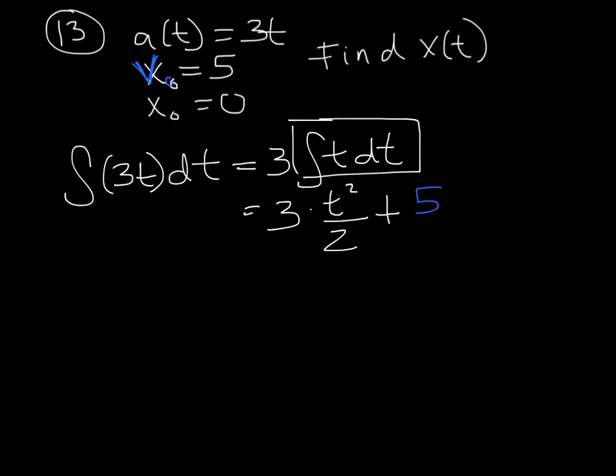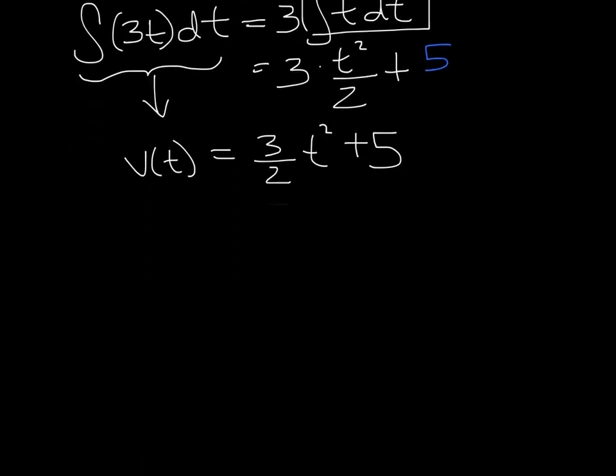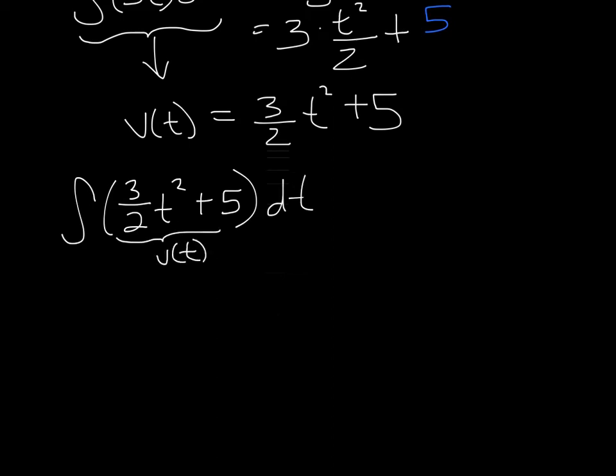So this is our velocity function, right? When we integrate the acceleration function, it really gives us the velocity function. And so this is 3/2 t squared plus 5. But we want to find, again, the position function, so we need to integrate, or again, find the antiderivative of this polynomial function. So let me just move this up, and so we have the integral of 3/2 t squared plus 5 dt. And so again, this is my velocity function.